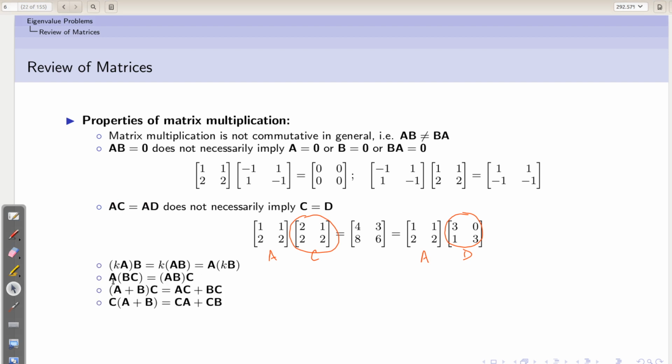Then these are some other properties. We have the associative and distributive properties. You can verify each of these. You can take some matrices and verify them for yourself.